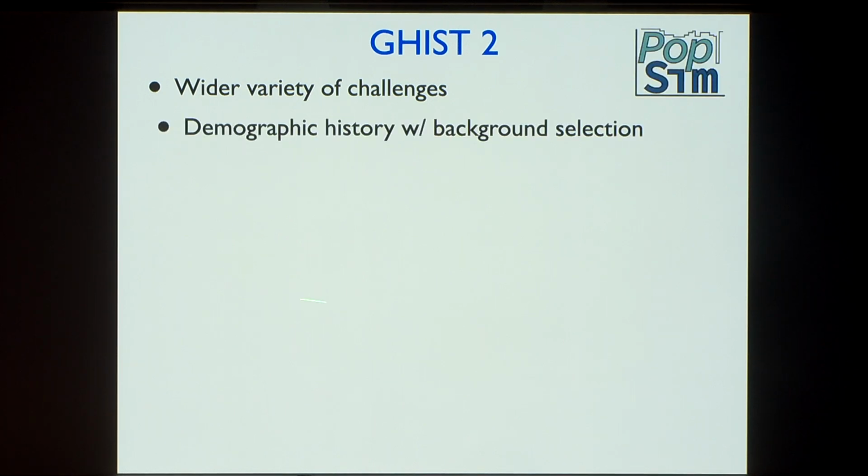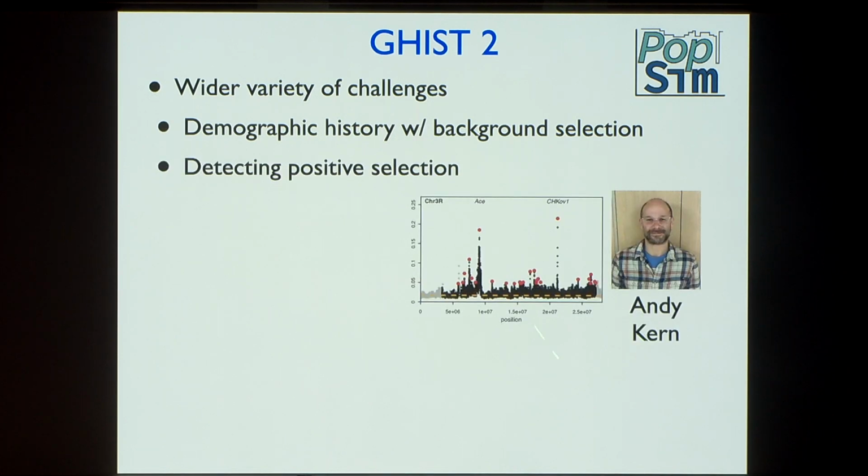We'll also be able to throw in additional complications. Demographic history, we can add in background selection now that the standard PopSim consortium has built those really powerful frameworks for simulating those data easily. I'm talking with Andy Kern about adding a task of detecting positive selection because that is also an extremely popular task in population genomics, and we have lots of methods to evaluate.